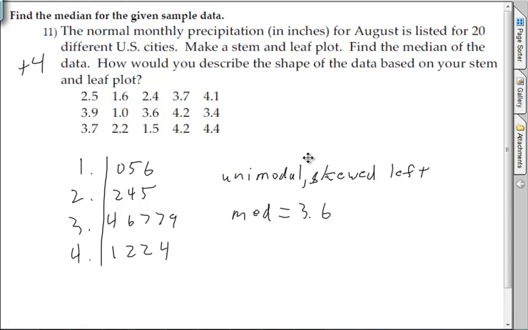Number 11, make a box and whisker plot, so just 1, 2, 3, and 4 with the decimal points, and then here's all the decimal parts. And then this would be unimodal because this is kind of the major mound, and it looks like it's skewed left. If you turn that sideways, it would be skewed to the low side a little bit. And the median is 3.6 if you count to the middle.